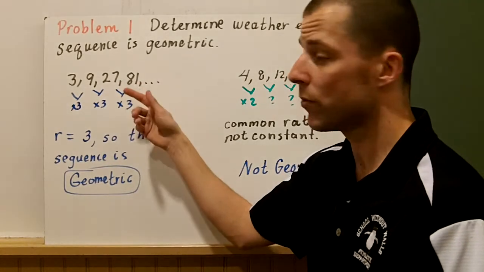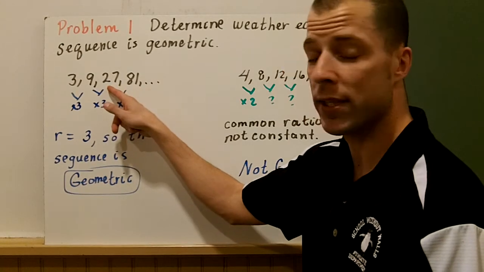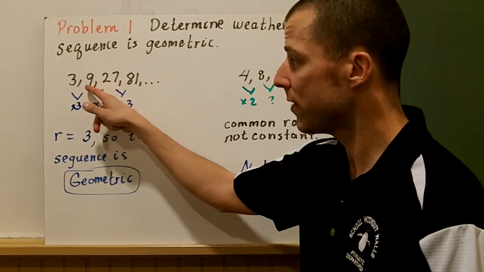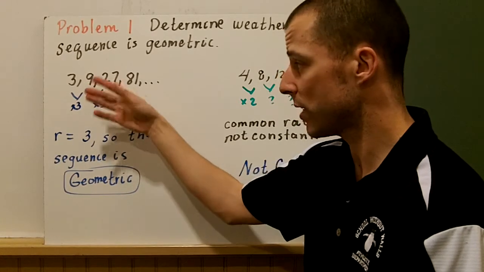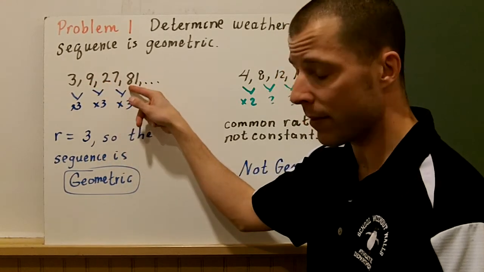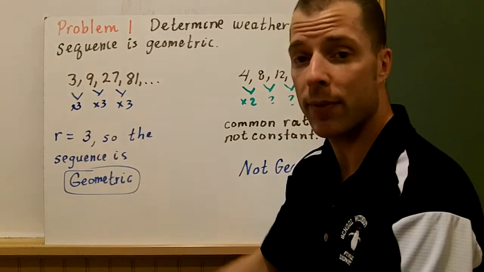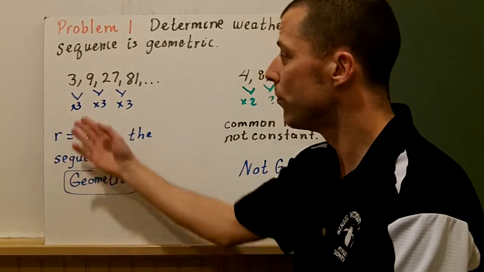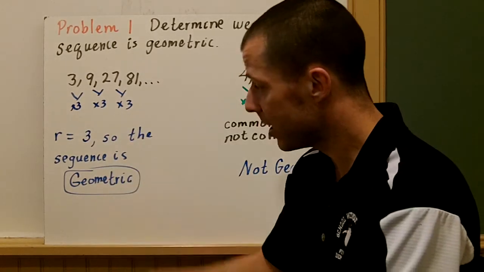If you go in reverse and think about a ratio, you think fraction. 81 divided by 27 is a third. 27 divided by 9 is a third. 9 divided by 3 is a third. So, multiplying by 3 or multiplying by 1/3, that ratio is constant. So we know that this actually is geometric.